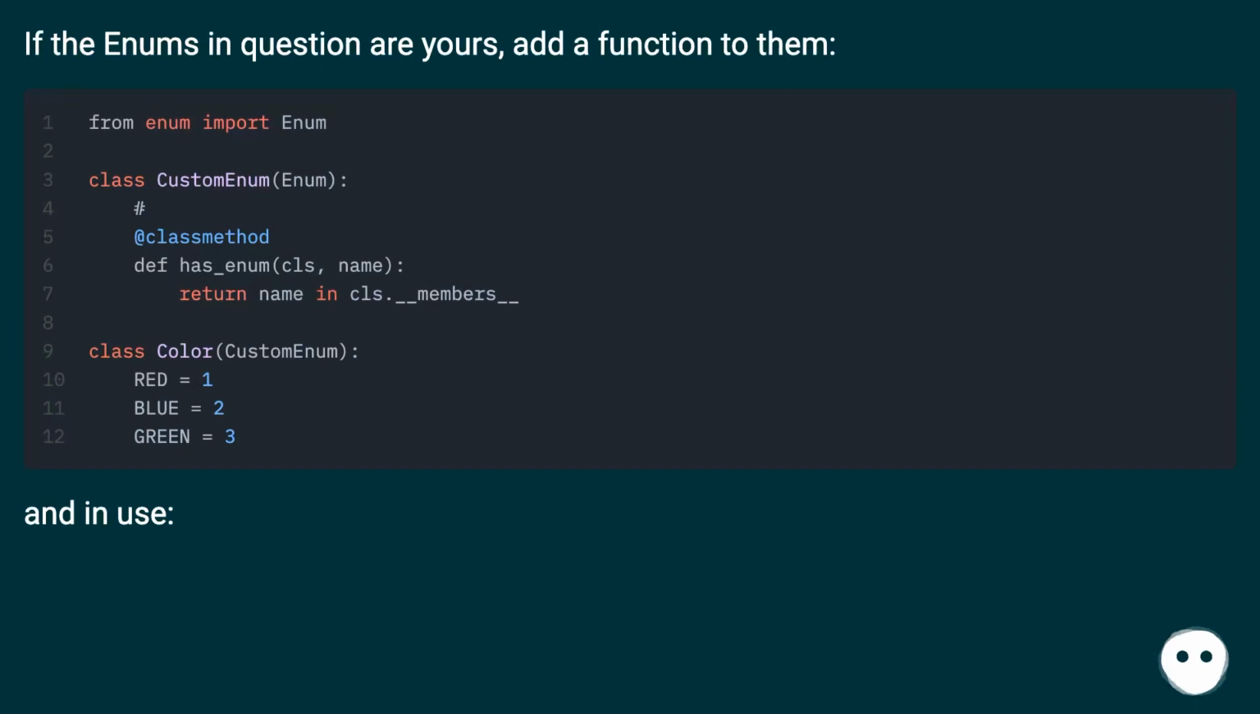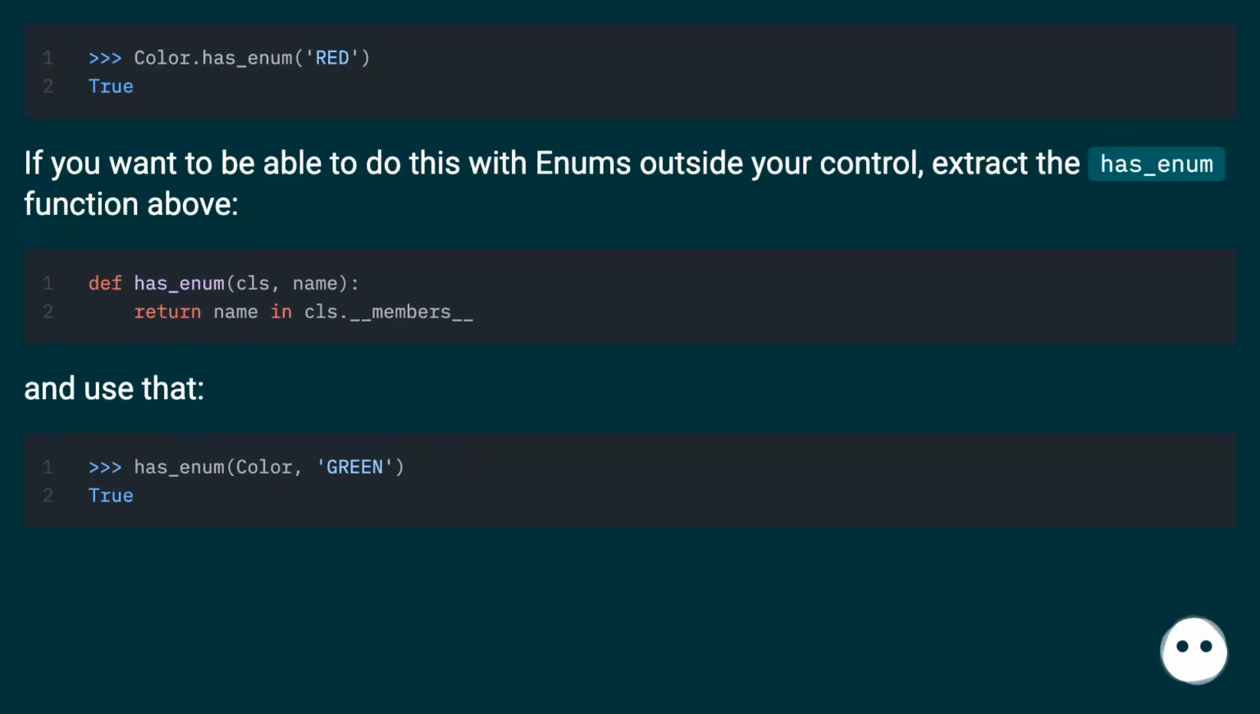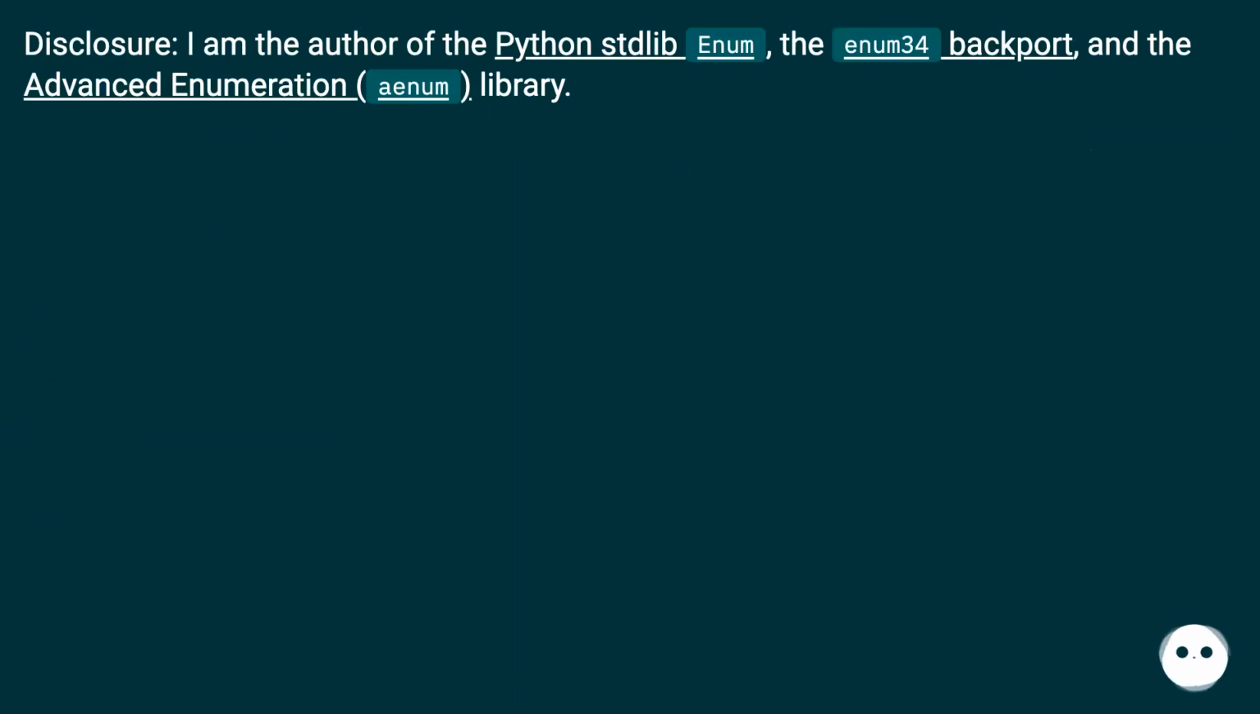If the enums in question are yours, add a function to them. And in use. If you want to be able to do this with enums outside your control, extract the has_enum function above. And use that. Disclosure: I am the author of the Python stdlib enum, the enum34 backport, and the Advanced Enumeration (aenum) library.